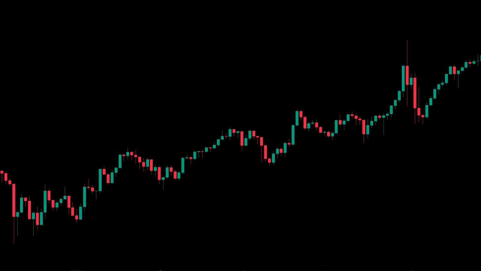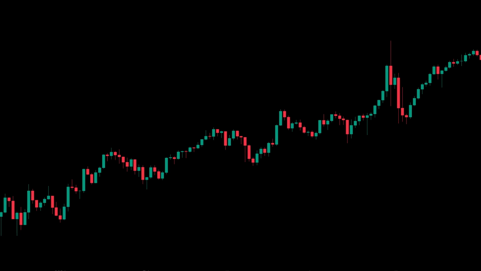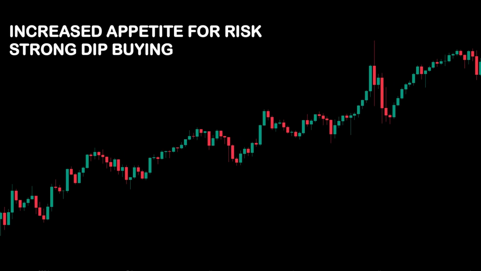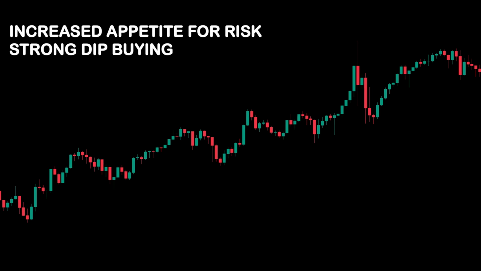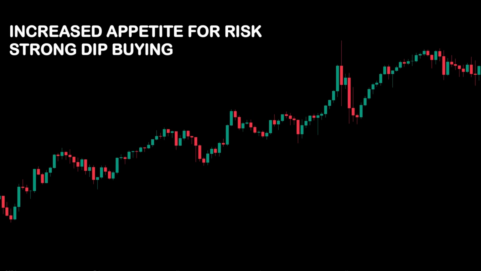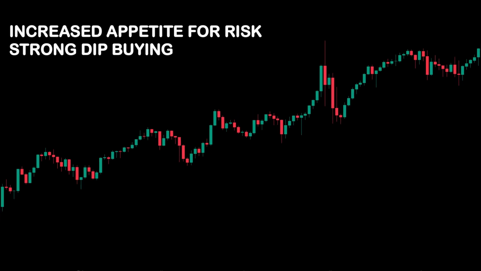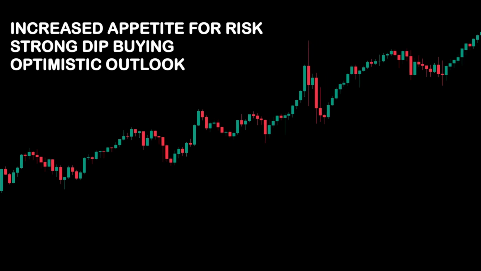During a bull market, traders and investors are going to have an increased risk appetite. You're going to see some strong buying on dips, and that'll be seen through volume and momentum types of candles and breaking new highs. There's going to be an optimistic outlook on news and earnings.